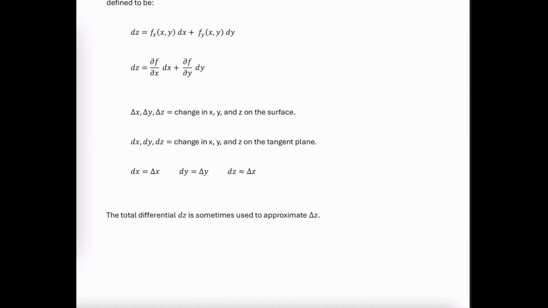Now back up here, let's recall that these deltas are representing the change in x, y, and z on the surface, and dx, dy, dz are the small changes in x, y, and z on the tangent plane. And as well, recall that the changes in the direction of x on the surface and the tangent plane are the same. The changes in the direction in y on the surface and the tangent plane are the same. So let's try to understand that on our concept drawing.